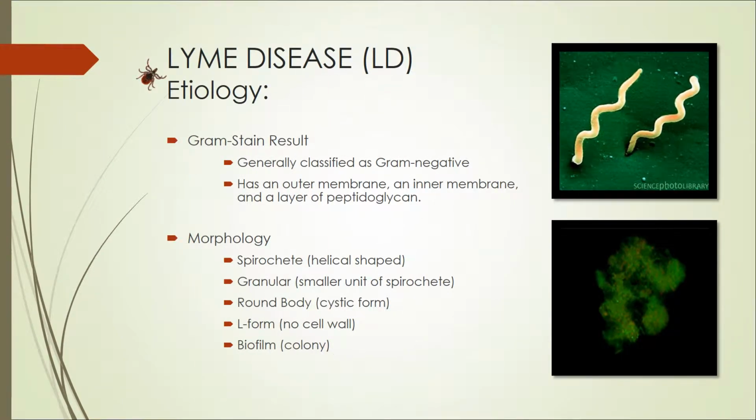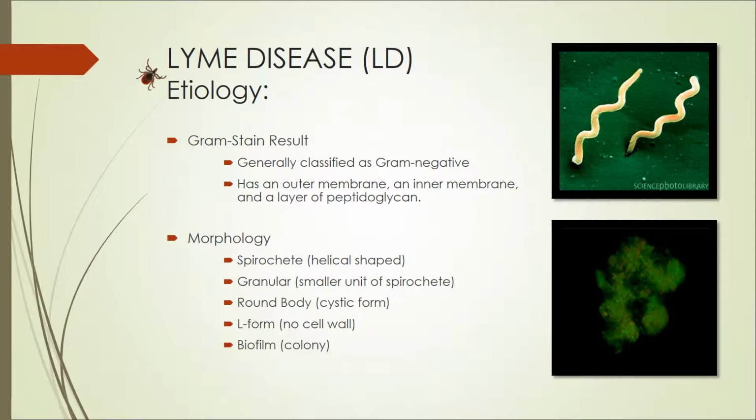Borrelia burgdorferi produces a weak gram-negative stain. Because of this, it is sometimes considered to be neither gram-positive nor gram-negative. Since the bacterium has an outer membrane, an inner membrane, and a layer of peptidoglycan, it is generally considered gram-negative.